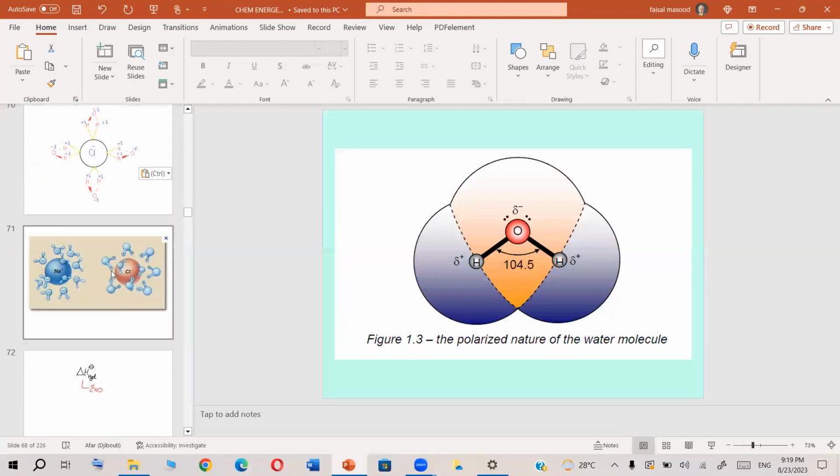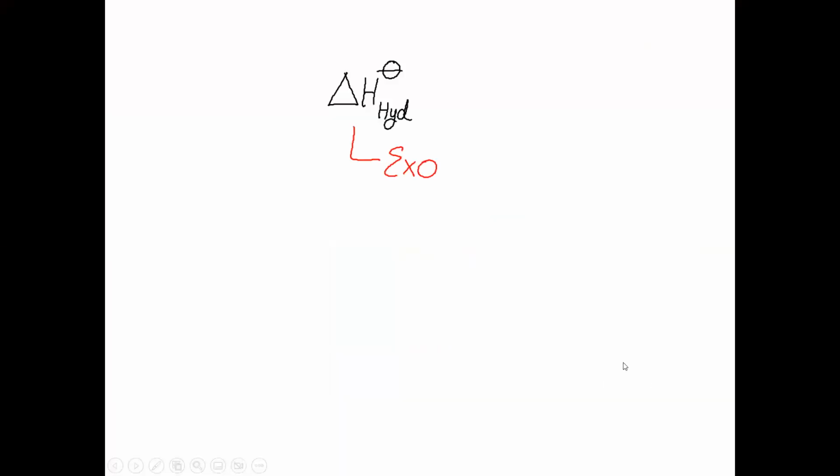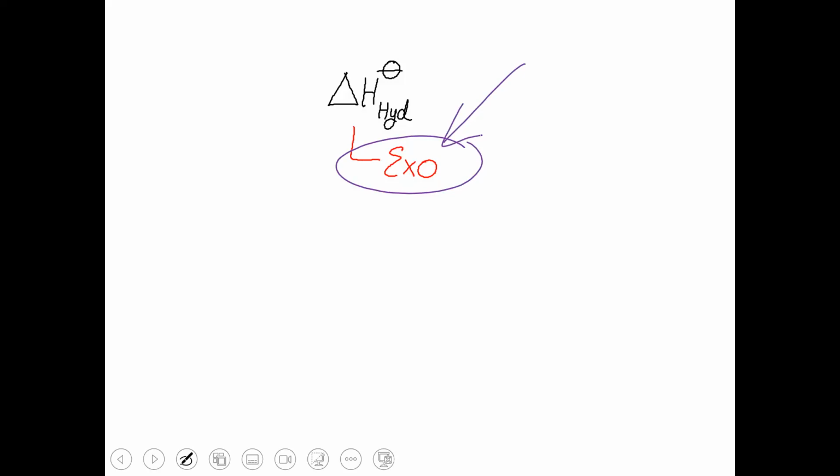The energy released in this process is called enthalpy change of hydration. Okay. Now, we put our third concept for today. Look at this concept, that enthalpy change of hydration. Enthalpy change of hydration is always exothermic because it is a type of bond formation.